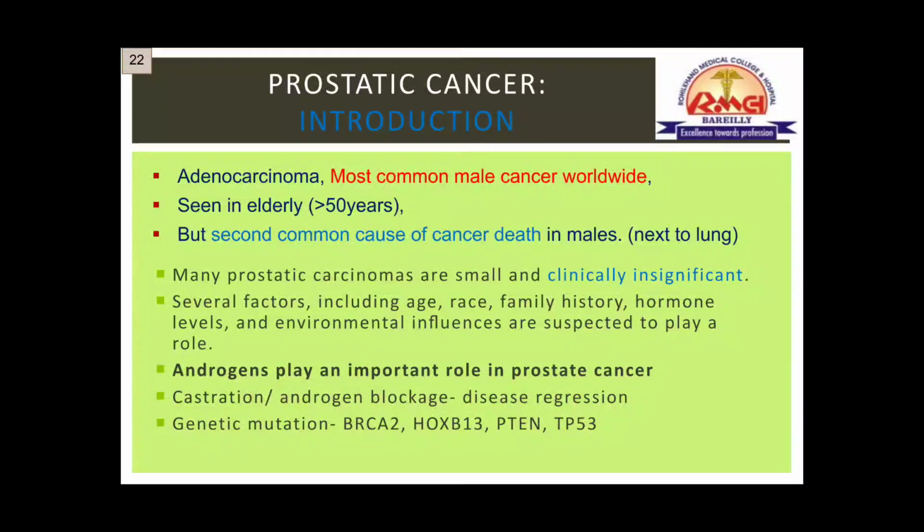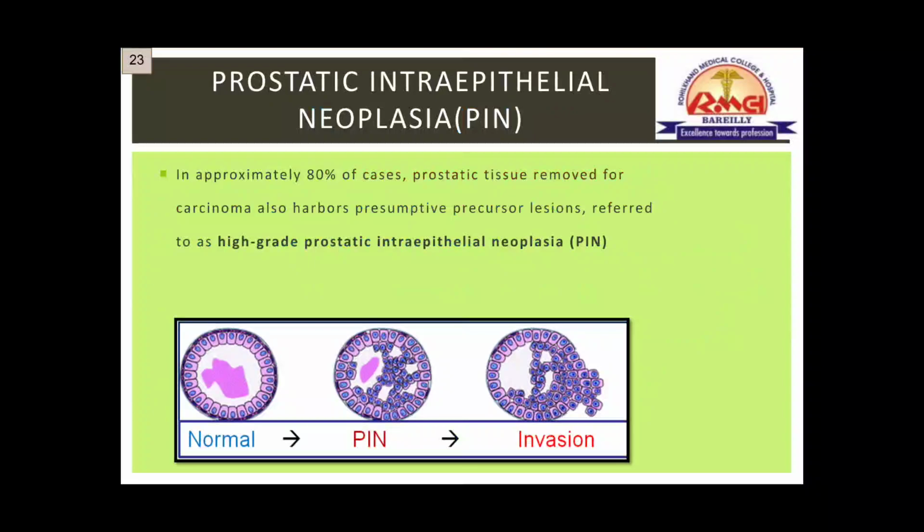Genetic mutations that are important in the pathogenesis of prostatic cancer are BRCA2, very important, then HOXB13, PTEN and TP53 mutations. Now there is a lesion considered to be a precursor for prostatic carcinoma. In approximately 80% of cases where prostatic tissue is removed for carcinoma, it also shows a presumptive precursor lesion known as prostatic intraepithelial neoplasia, high grade.